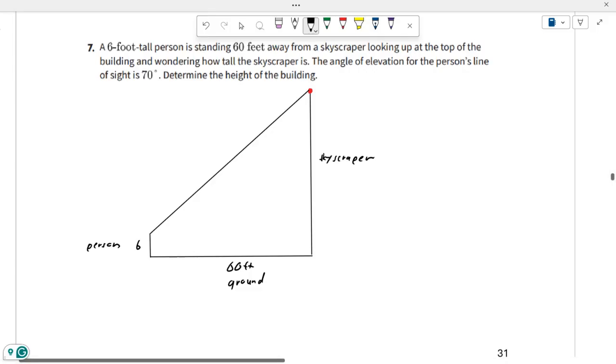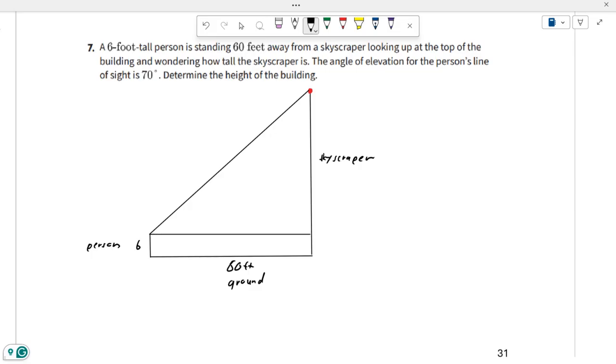Right? So technically, our picture actually looks like this. It's almost like a right triangle. It's actually a trapezoid, but it's almost a right triangle. It's just got this little extra piece caused by the 6 foot tall person. And again, that's the wrinkle to this problem.